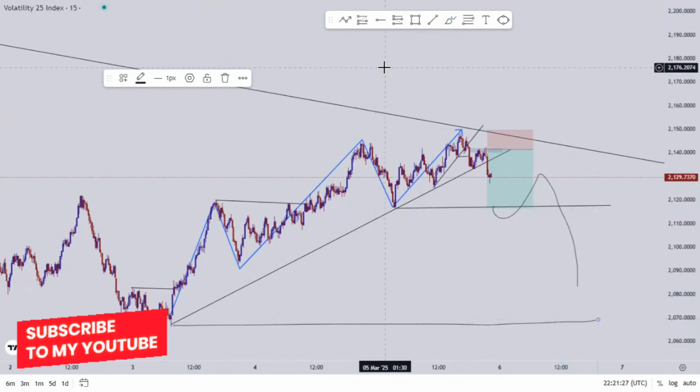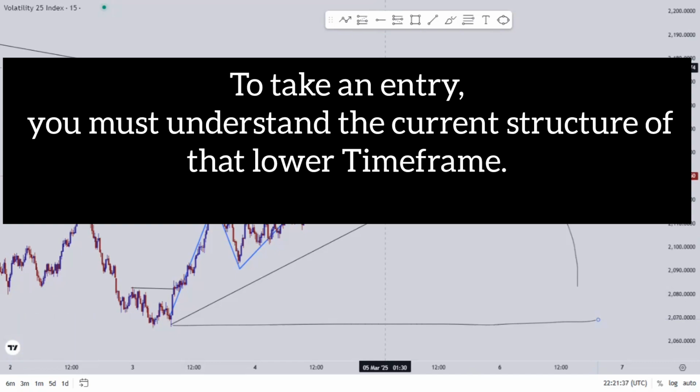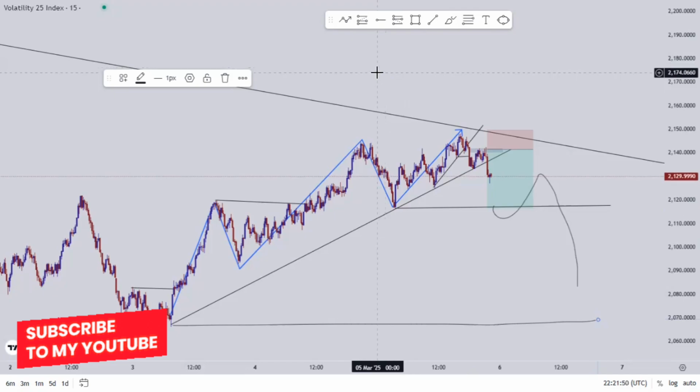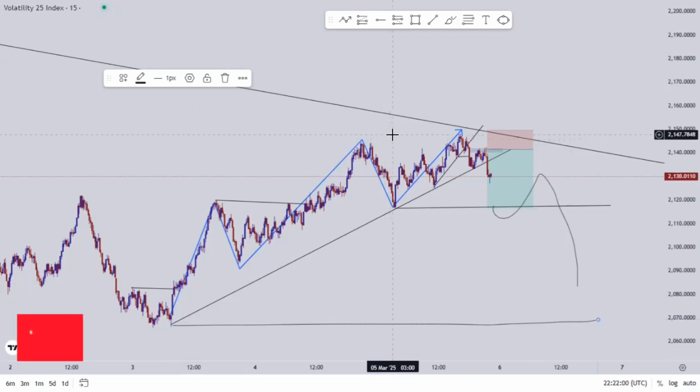So for you to take an entry on the lower time frame, you have to be a bit dynamic by understanding the current structure of the market on that lower time frame, whether you are a day trader, swing trader, or a scalper, whichever time frame you're trading. Understand the current structure of the market, wait for the break of the trend line alongside the change of character, execute your trade, and watch it play out.